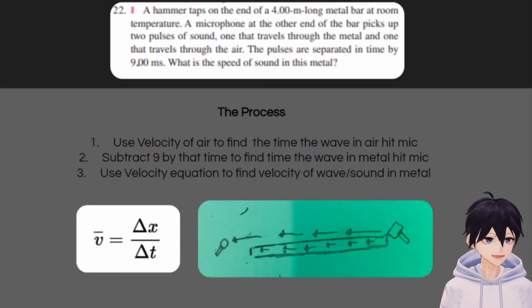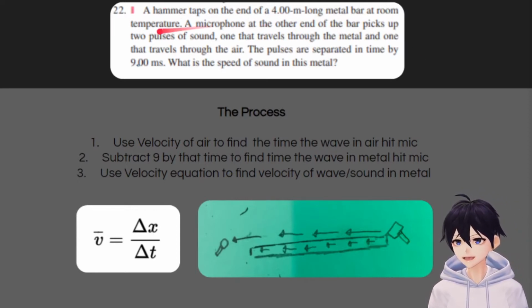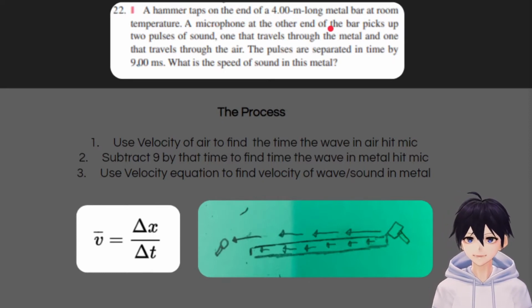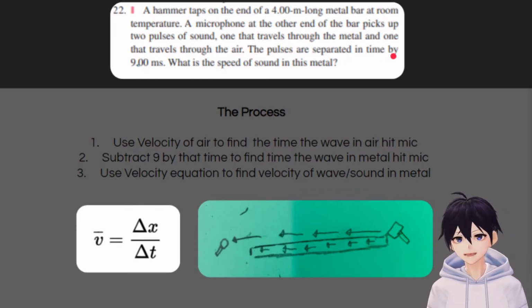Alright, let's get to our question. Our question states that we have a hammer that taps the end of a 4-meter long metal bar at room temperature, and a microphone at the end of the bar picks up 2 pulses of sound, one that travels through the metal and one that travels through the air. And it says the pulses are separated in time by 9 milliseconds, and what's the speed of the sound in this metal?